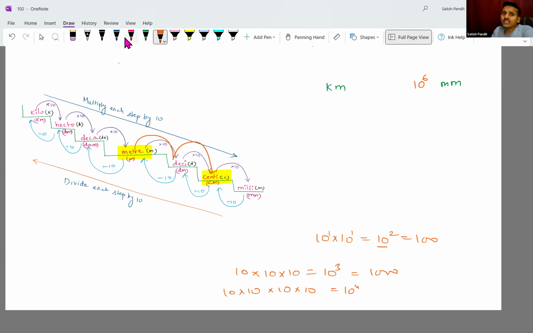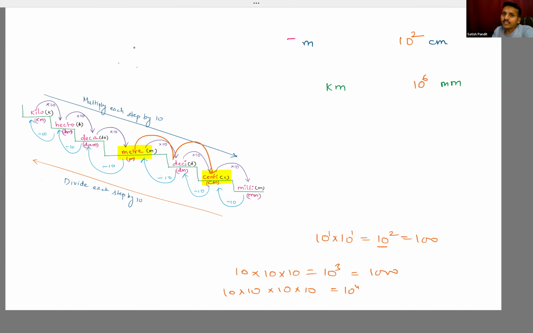Now suppose the question is convert 5 meter to centimeter. Now 5 is a fixed number, right? So we'll just multiply 5 into 10 to the power 2. And 5 into 10 to the power 2 means what? 5 into 100, which is 500 centimeter. So 5 meter is 500 centimeter.